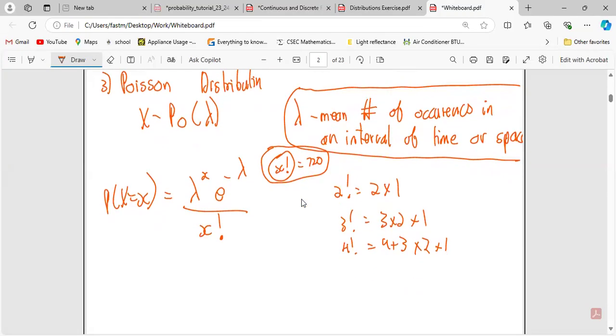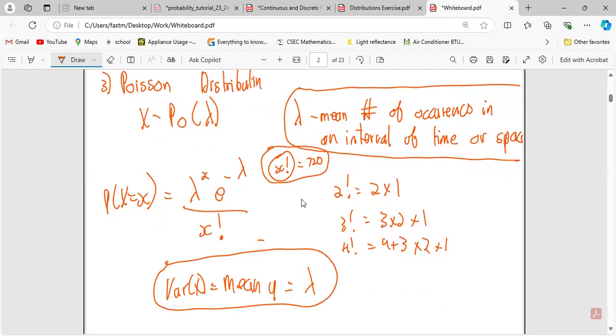Right? And that was the last one for the discrete. The cool thing about this one is that the variance is equal to your mean, which is equal to lambda. So if the teacher ever asks you what the mean or the variance of a Poisson distribution is, it would just be lambda, which is your parameter. So it's kind of the easiest one.